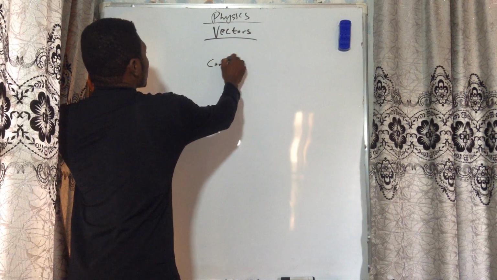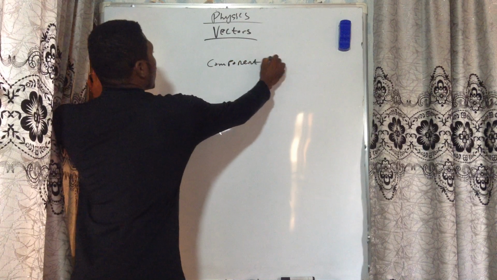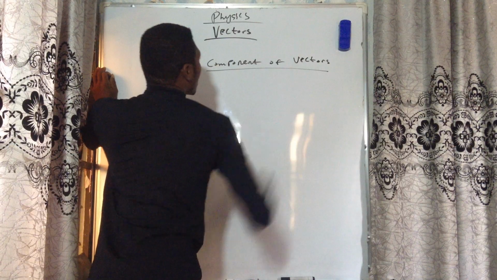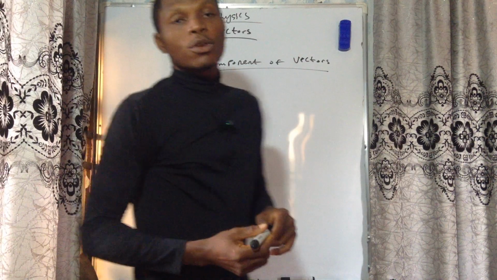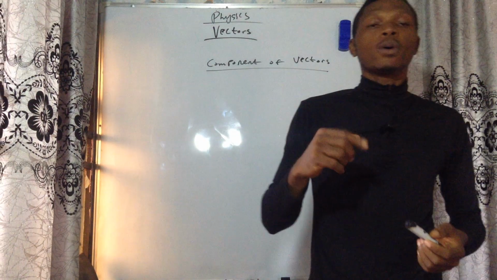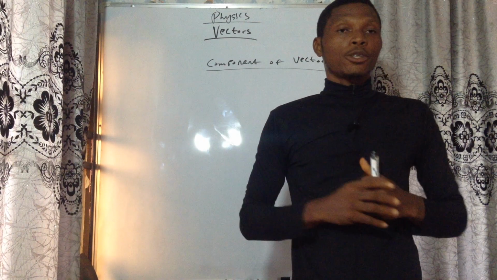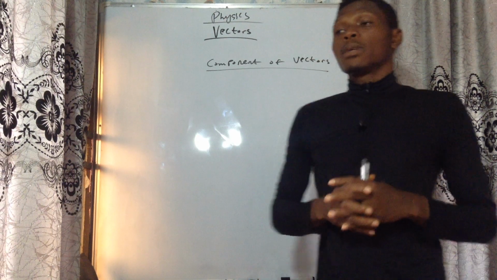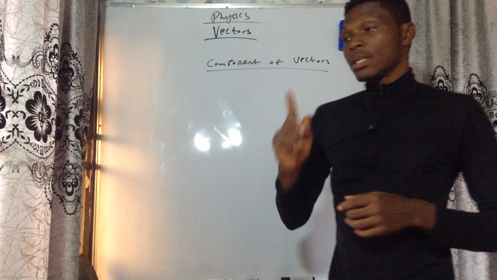Components of vectors. Now, what is a component of a vector? The component of a vector is the effective part of the vector in a certain direction. That is what a component of a vector is. Now, remember, the effective part of a vector in a certain direction.